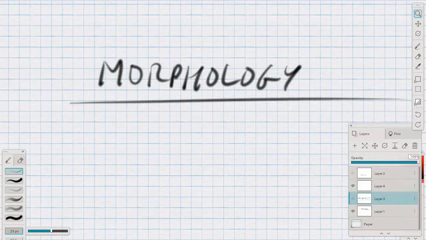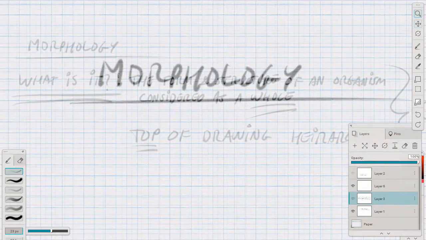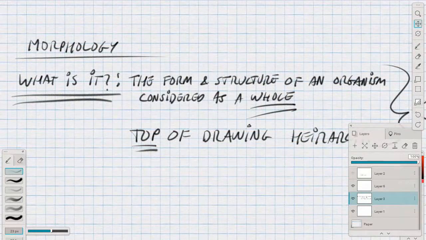Today's subject is morphology, and we're going to discuss what it is, why it's important, and how to use it. So let's begin. What is morphology? What is the dictionary definition? That is the form and structure of an organism considered as a whole. The whole picture. How do you tell, just by silhouette, for example, a rabbit from a horse, from a pig, from a cat, from a human being? And we're going to go over those differences today.